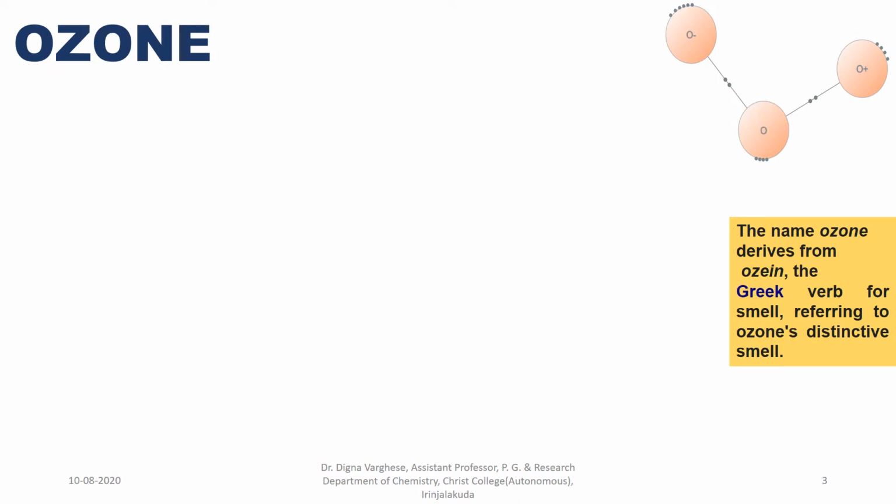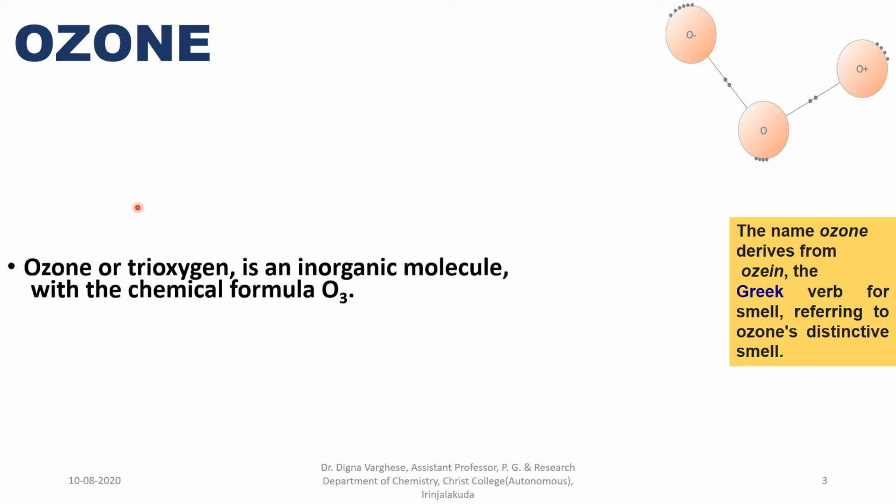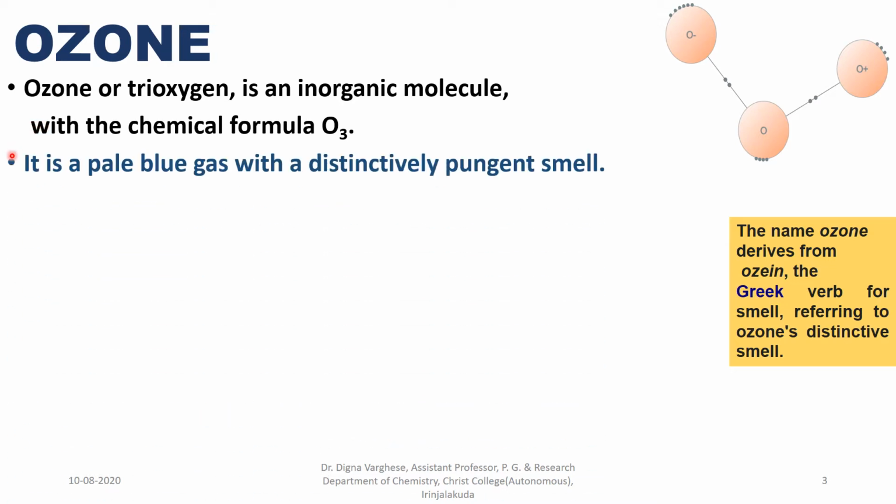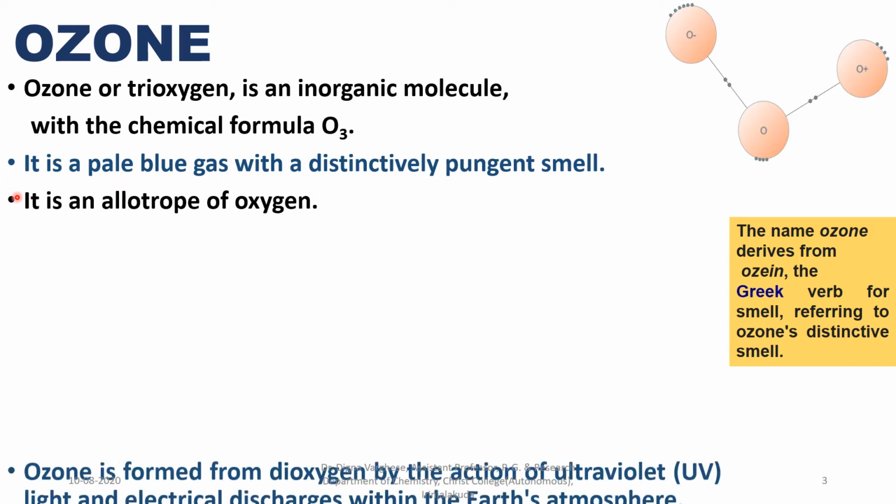Ozone. The name ozone derives from ozein, the Greek verb for smell, referring to ozone's distinctive smell. We know ozone or trioxygen is an inorganic molecule with the chemical formula O3. It is a pale blue gas with a distinctively pungent smell. It is an allotrope of oxygen.